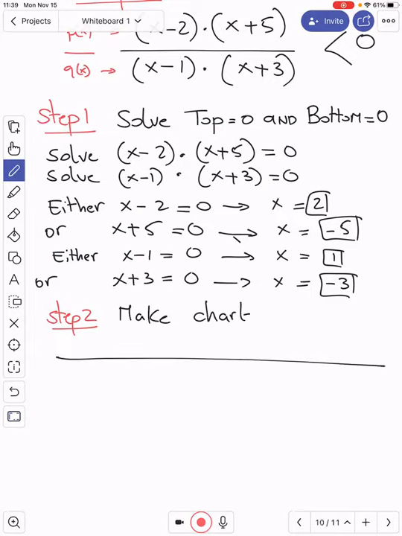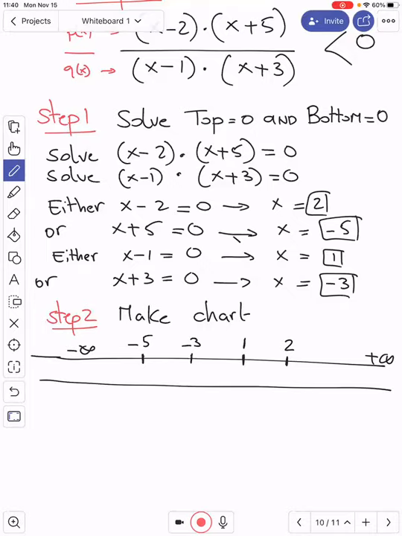Again, here's my number line from negative infinity to positive infinity, and then I'm going to put my solutions. So the smallest solution, I think, is negative 5. Then we have negative 3, and then positive 1, and then positive 2.